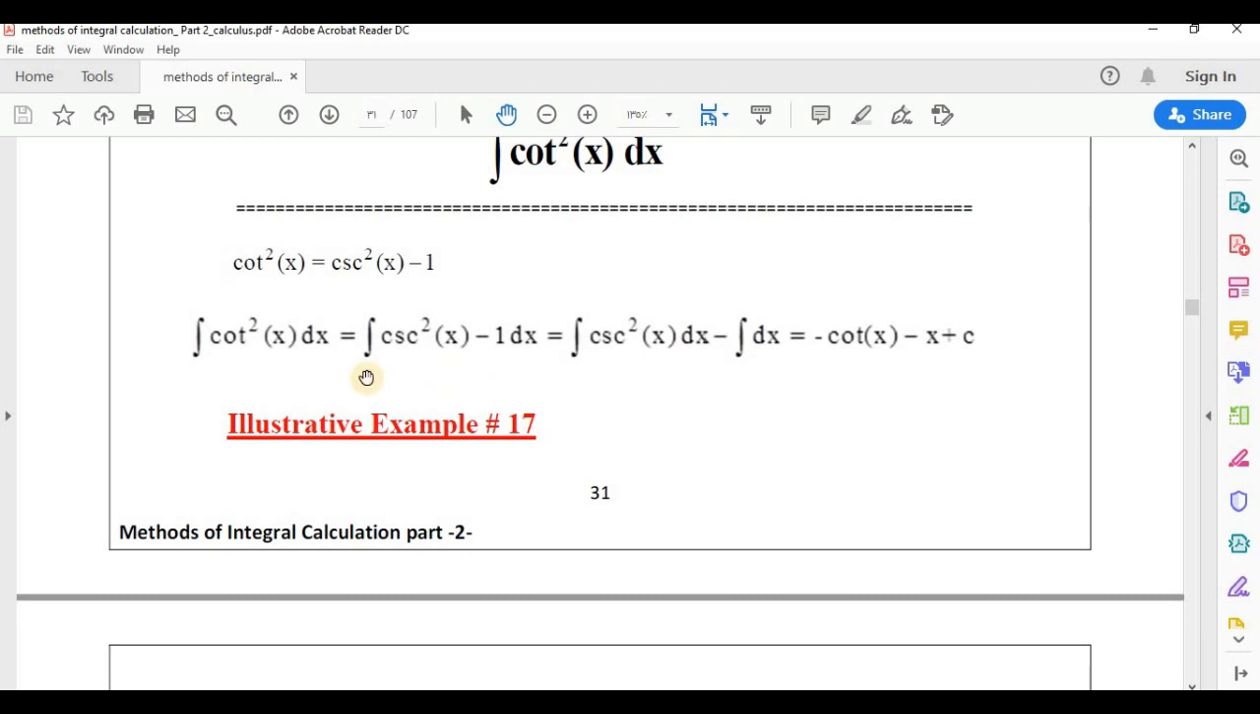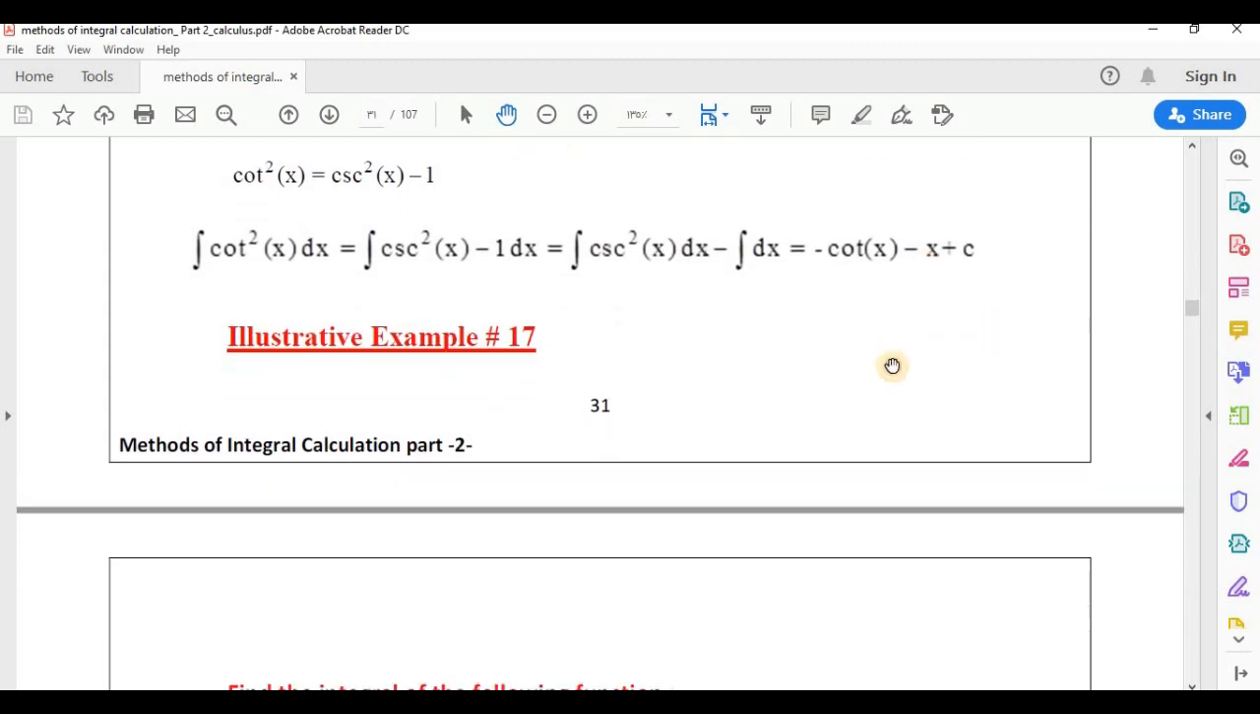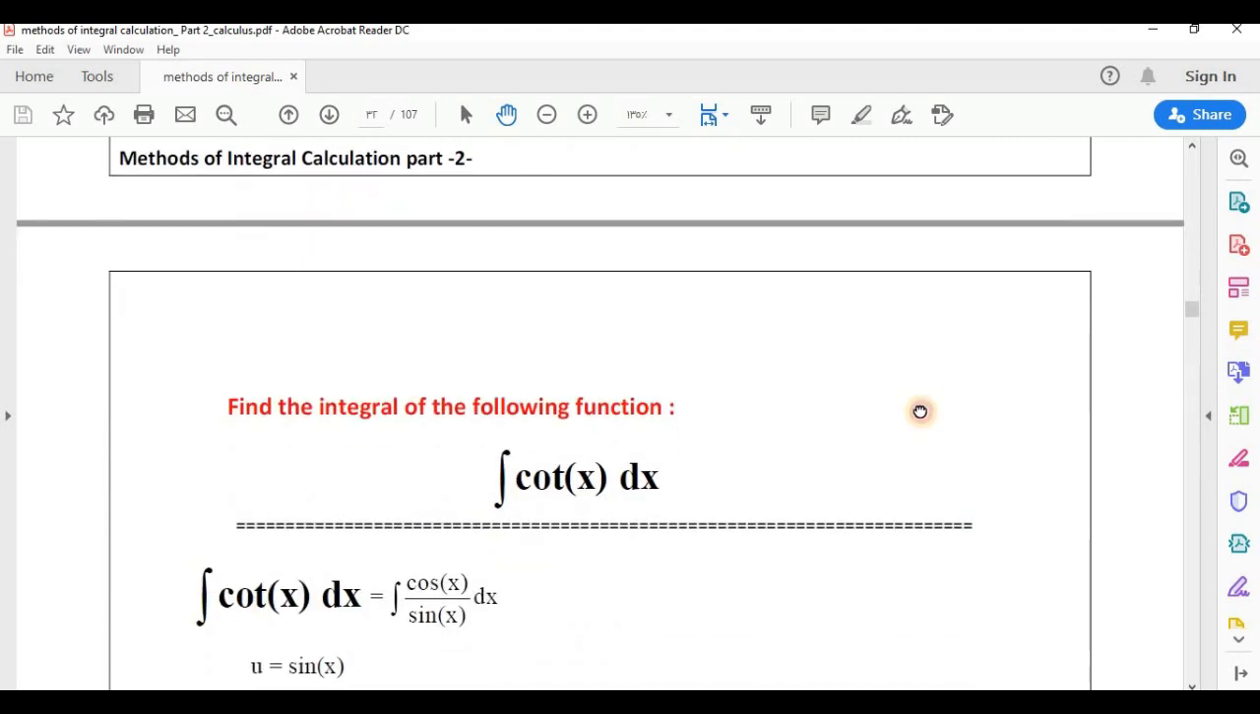By distributing the integral to the function, the integral will become integral cosec square x dx minus integral 1 dx. The integral for cosec square will be minus cotan x, and the integral for 1 dx will be x, plus the constant number. Simple and easy. Let's see another example.